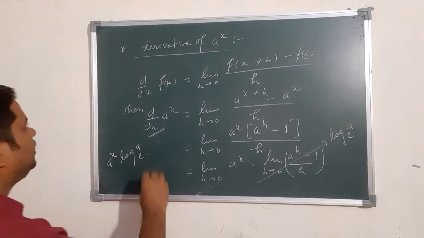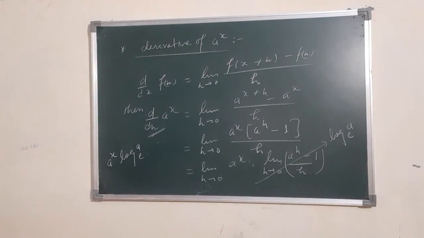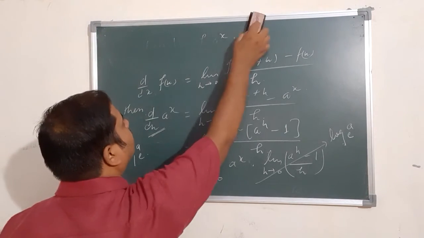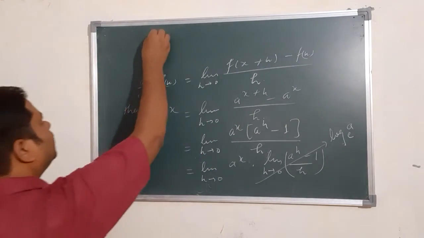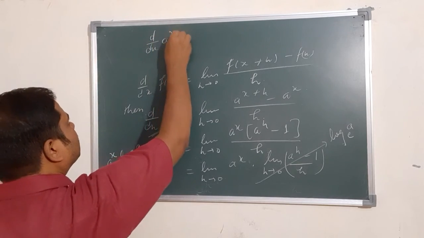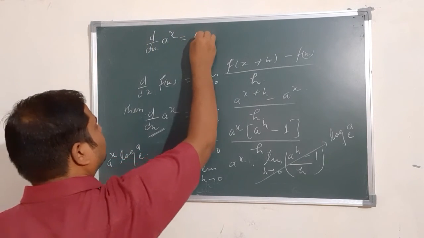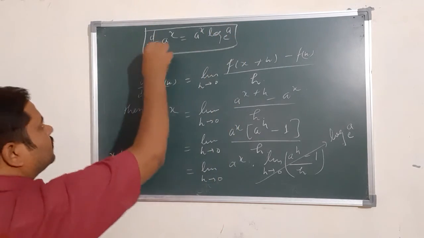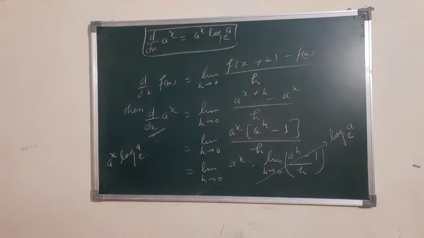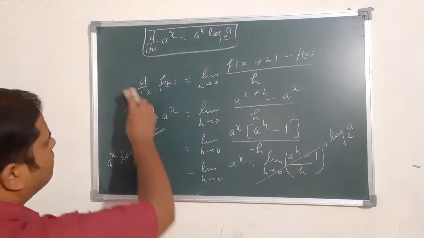That means d by dx of a to the power x is nothing but a to the power x log a base e. So this is the derivative of a to the power x. Now, derivative of log x. Similarly, you can find the derivative of log x. This is nothing but 1 upon x.